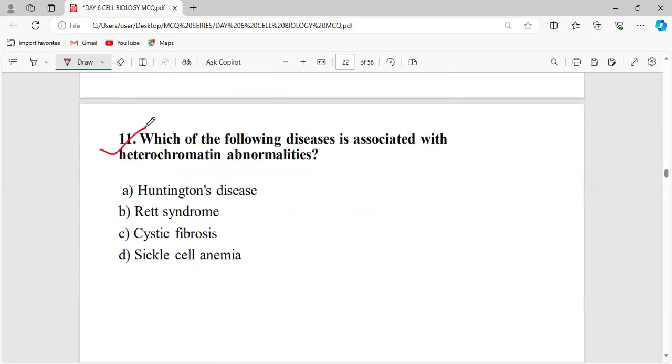Now, which of the following diseases is associated with heterochromatin abnormalities? Maintaining the structure of the chromosome and its stability is very important, and that has to be done by heterochromatin. If heterochromatin does not function normally, what disease will happen? Is it so?